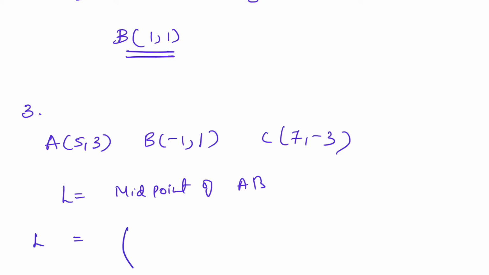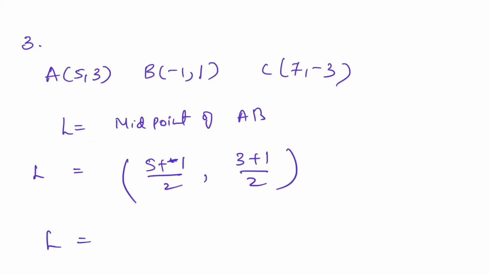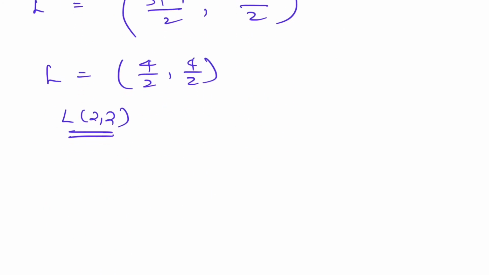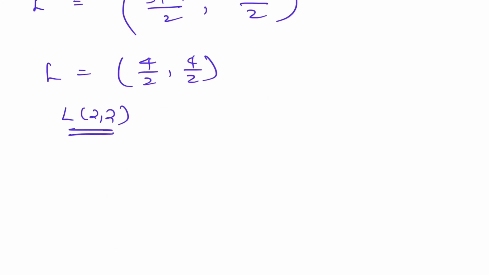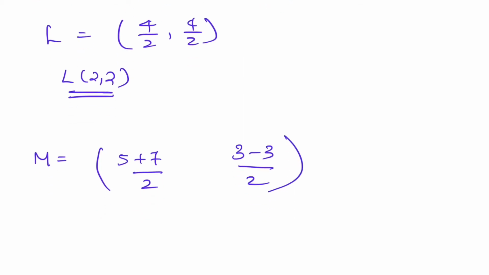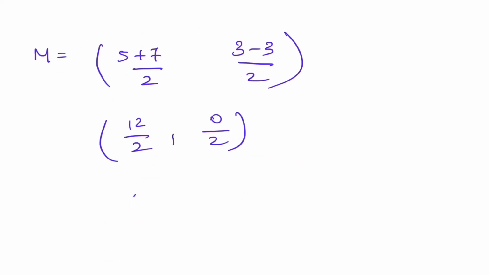L will be equal to (5 plus minus 1) by 2, (3 plus 1) by 2. So L is equal to 4 by 2 and 4 by 2, so L is (2, 2) you will get, right? Similarly, it's given to us that M is the midpoint of AC. M is equal to (5 plus 7) by 2, (3 minus 3) by 2. So 12 by 2 and 0 by 2. So you'll get 6 and 0, that will be your M.